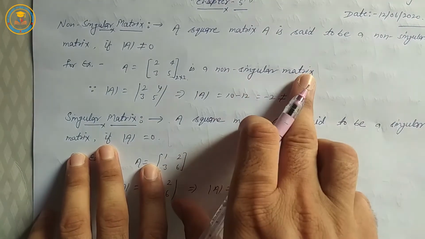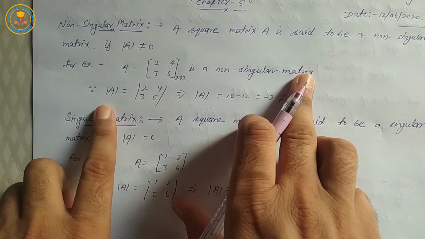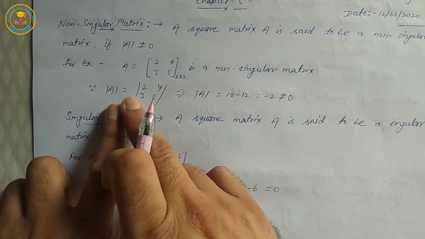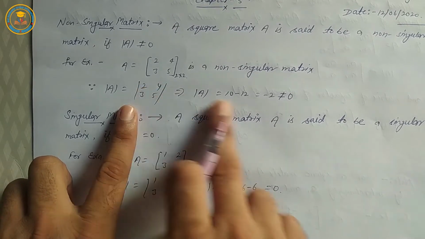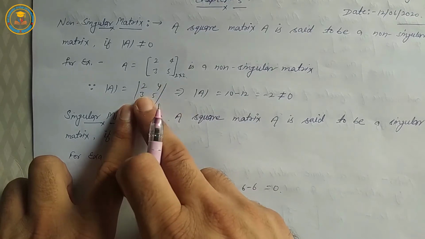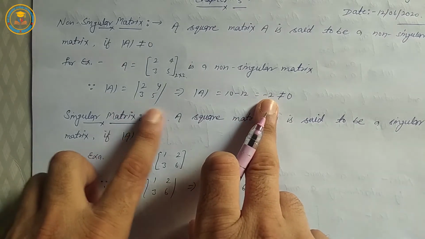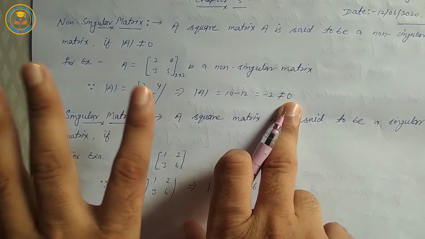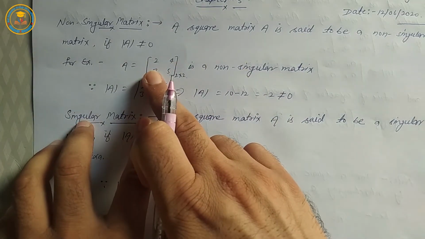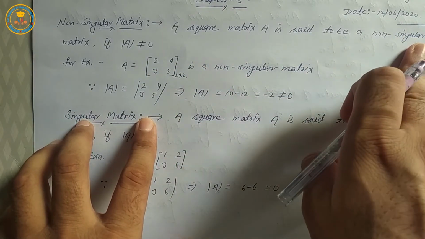It is a non-singular matrix because determinant A equals |2 4; 3 5|, which implies 5 into 2, 10, minus 4 into 3, 12, is equal to minus 2, not equal to 0. Determinant A not equal to 0 means matrix A is a non-singular matrix.